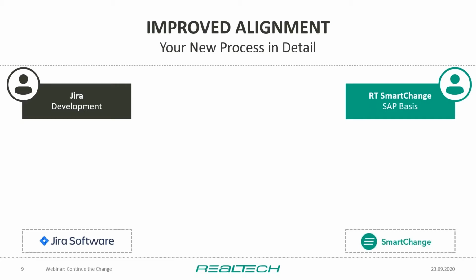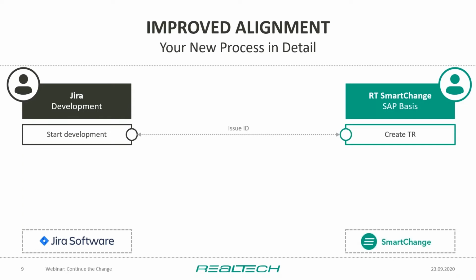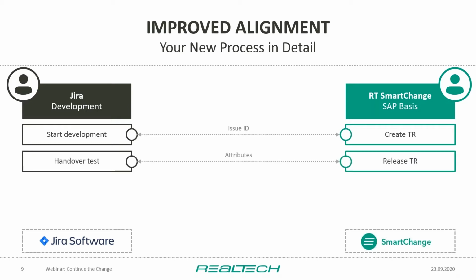Usually a requirement is created in Jira, let's say a story, a feature request, or a bug. And for the development, the transport request is required in SAP. This transport either can be created on Jira or from SAP by assigning the issue ID to the transport request. The event handover test can be coupled to the transport release, sharing information via attributes.